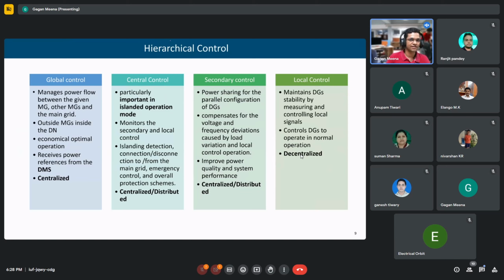So these are the hierarchical controls that we discussed. There are four layers. One is the global control. Let us start with the local control. So this is from top to bottom.